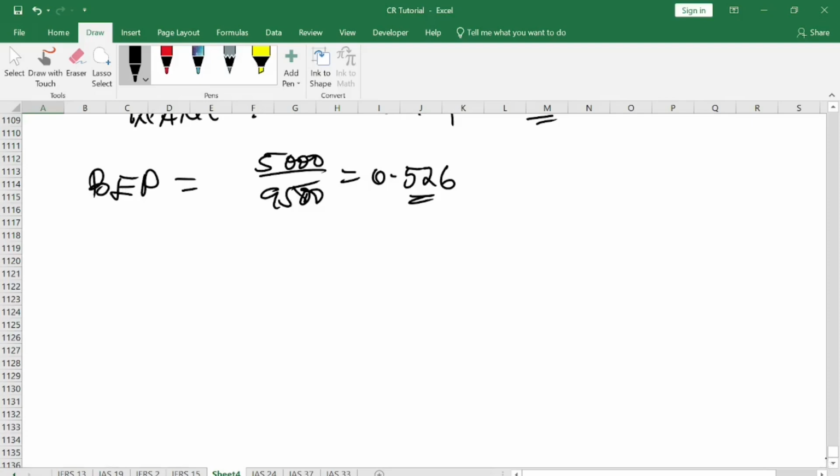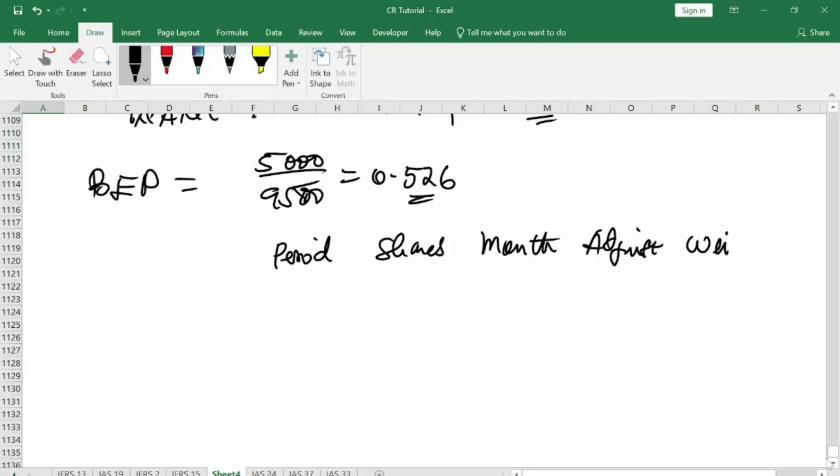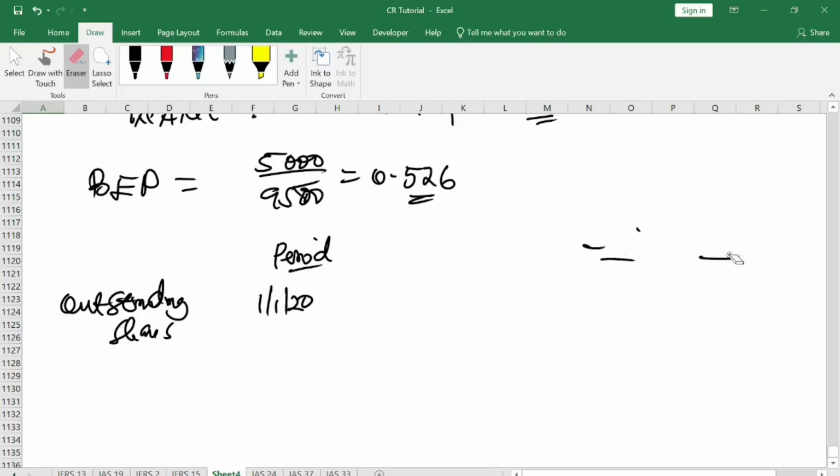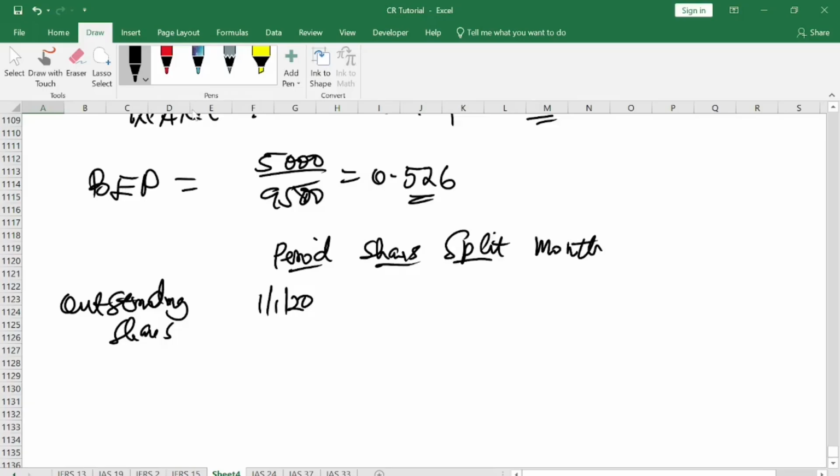It can also be done this way, alternatively. You pick your period, your number of shares, your months, your adjustment if any, and then you weight it. So you have your outstanding shares, purchased on 1st January 2020, and the quantity of shares you bought that year. Here I can decide to do it this way. Create another working here. You have your shares here, and you have your split, your month, your adjustment, and your weight.